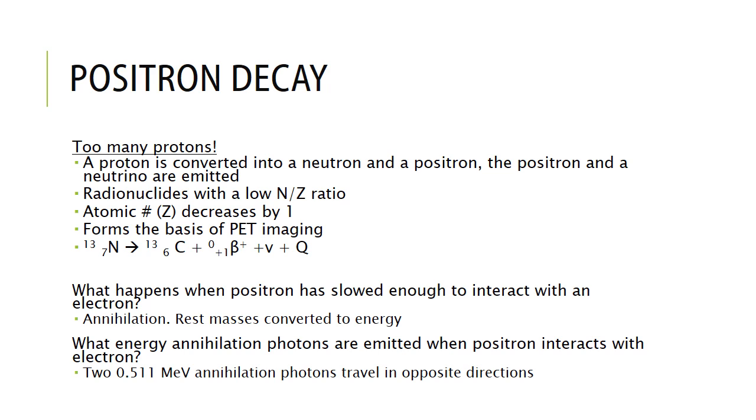Once it's ejected from the nucleus, the positron quickly loses its energy by collisions with other electrons in the environment. When the positron has lost nearly all of its kinetic energy and almost comes to rest, it's going to collide with an ordinary electron, and the positron and electron are mutually going to annihilate each other. So the rest masses are going to be converted into energy, and there are going to be two 511 keV or 0.511 MeV annihilation photons that are going to travel in completely opposite directions.